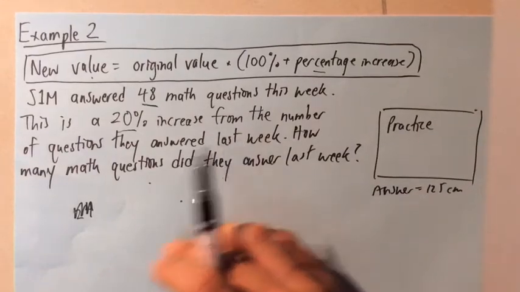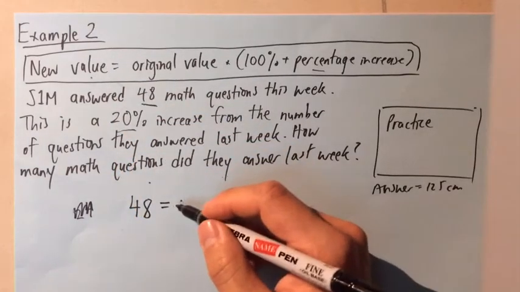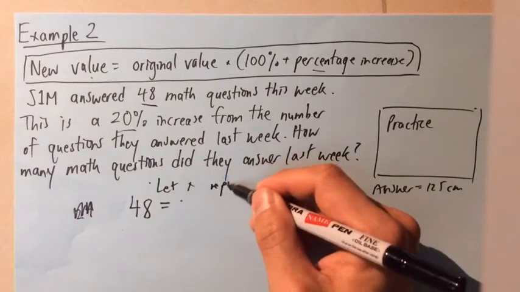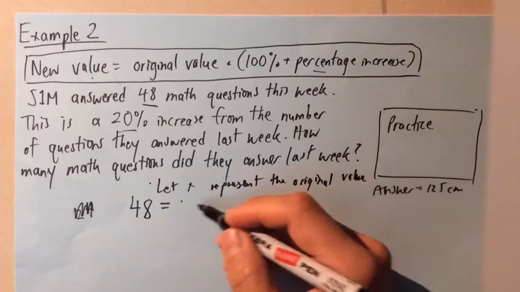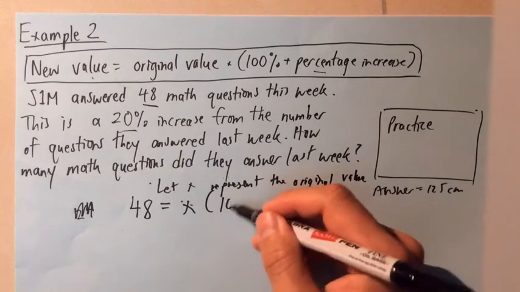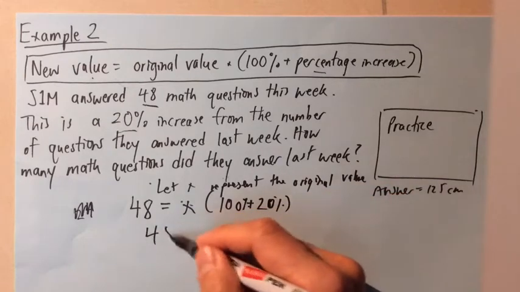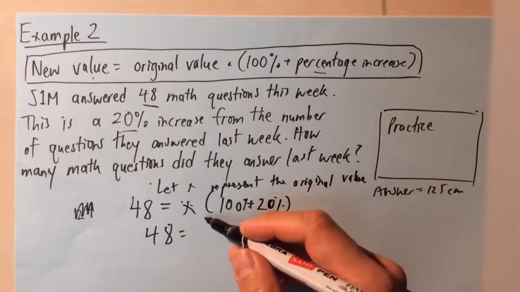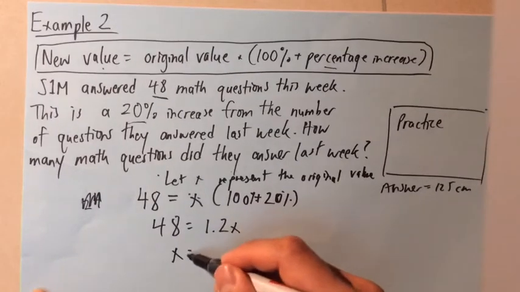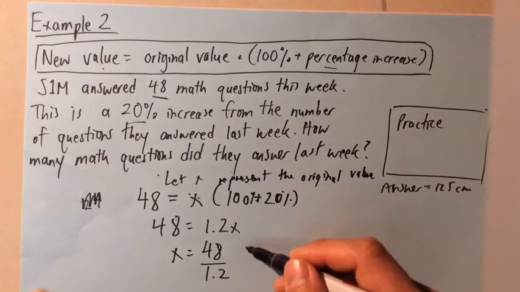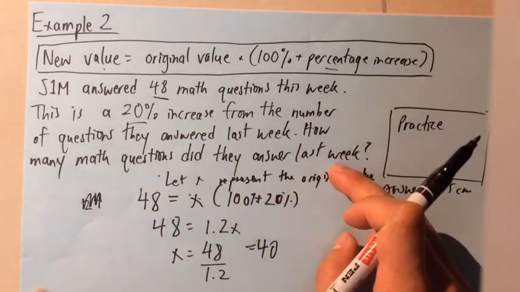Okay, so all right, we write down 48, which is the new value. Okay, we can let x represent the original value. Okay, so 48 equals x times 100% plus 20%. So 48 equals 120% times x. So we can just represent it as 1.2. Okay, so we simplify this by dividing both sides by 1.2. x equals 48 divided by 1.2, and that should give us 40. Okay, 40 is the original value, which is the number of math questions they answered last week.